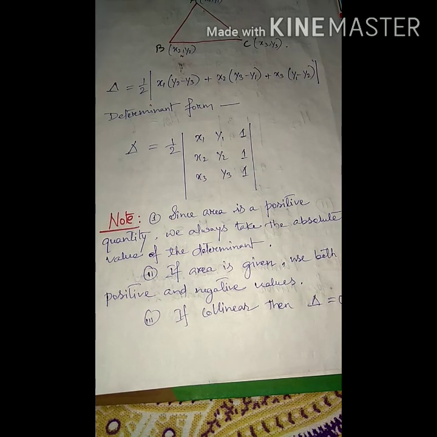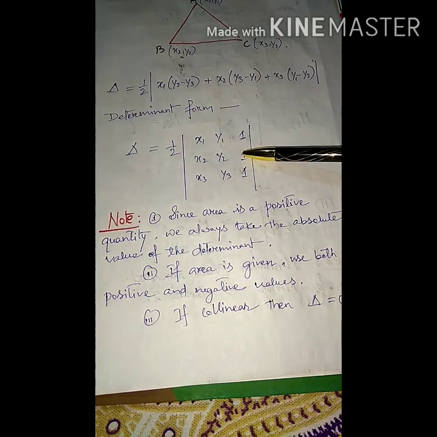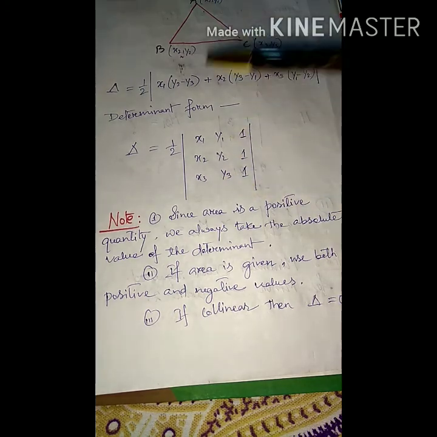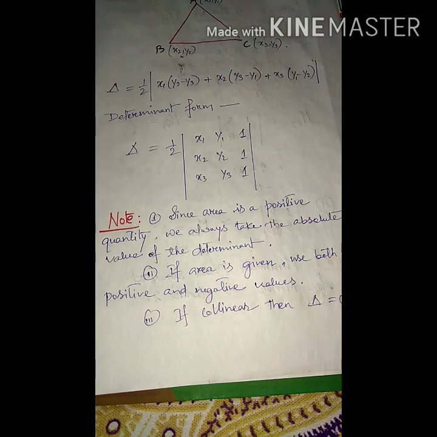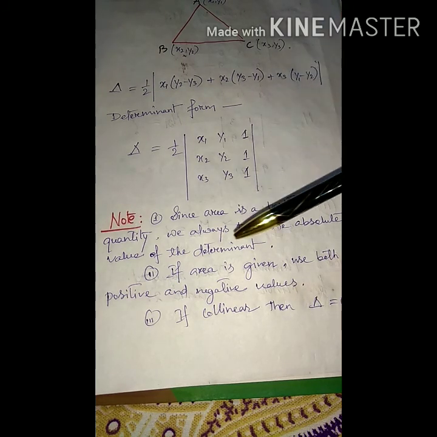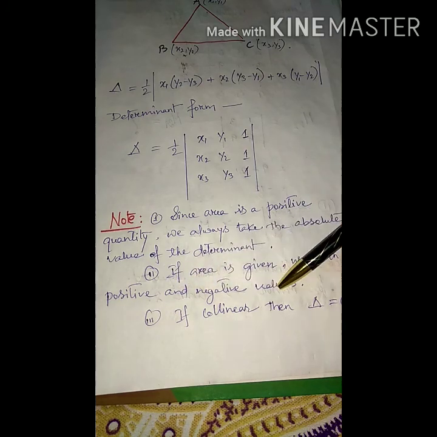Be careful about this. Sometimes students are solving the question, and if they get a negative value, they just write the answer in negative, not converting it into positive form. So be careful about this. If anywhere you get a negative value of a determinant, you have to convert it into positive by taking the absolute value.